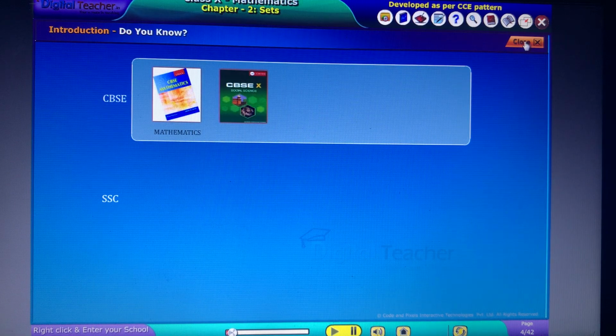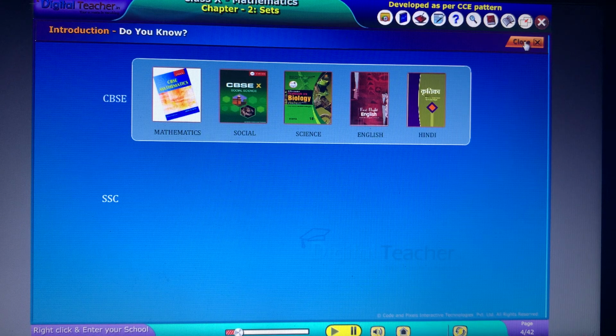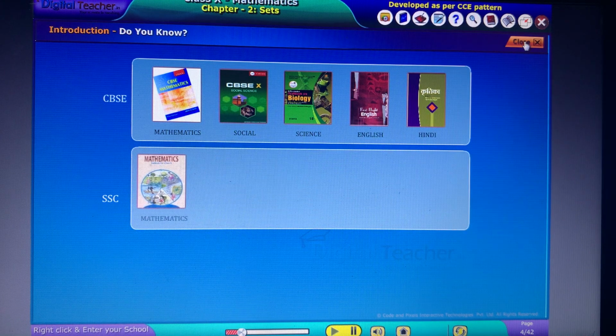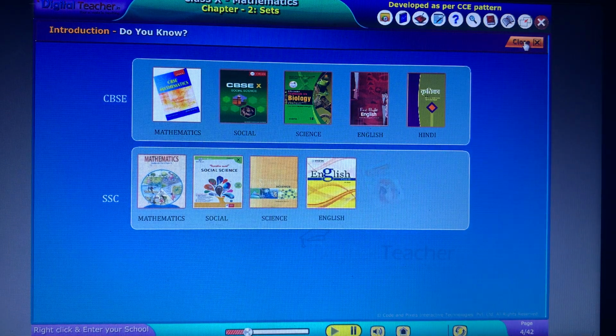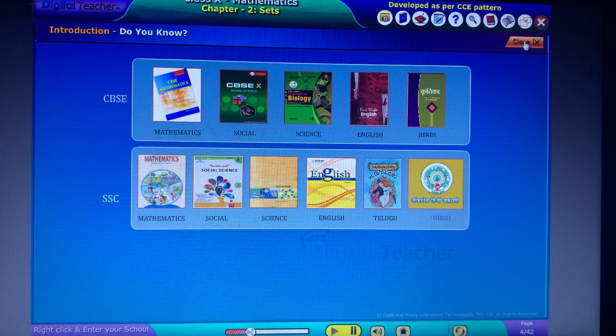Now, consider the number of subjects taught in class 10th under CBSE and SSC patterns of education. Under the CBSE pattern of education, the 5 subjects form a set. Similarly, the number of subjects in class 10th under the SSC pattern of education is 6 and can form another set.